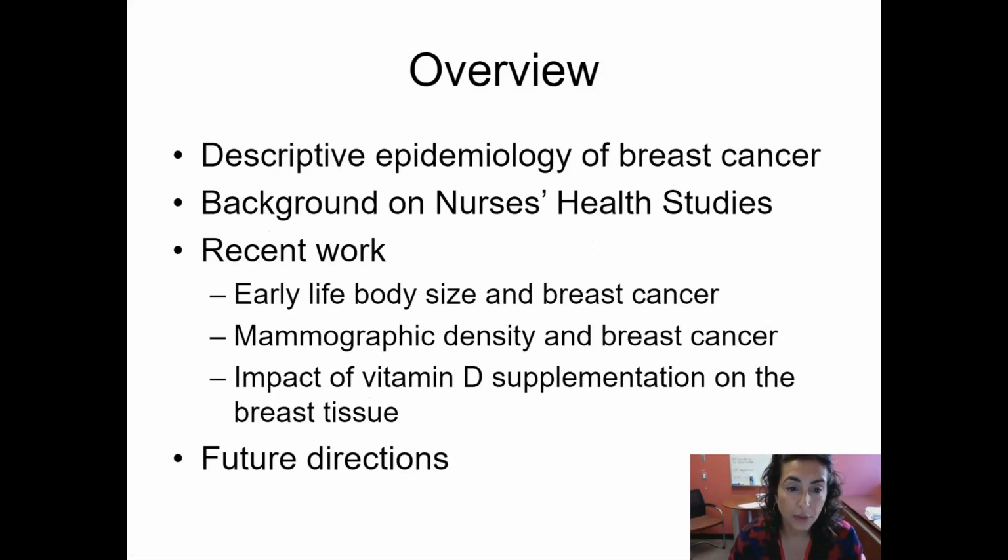So the overview of my talk: my entire talk is about breast cancer. I'm going to start with some descriptive epidemiology. I'll also give a little bit of background on the Nurses' Health Studies, which are the epidemiologic studies that will be the foundation for 2 of the recent works I'll highlight. Then I'll launch into 3 areas of work. The first looks at early life body size as a risk factor for breast cancer. The second looks at mammographic density as a risk factor for breast cancer. The third, in a different population-based study, looks at the impact of vitamin D supplementation on breast tissue. Then I'll close with some final conclusions and future directions.